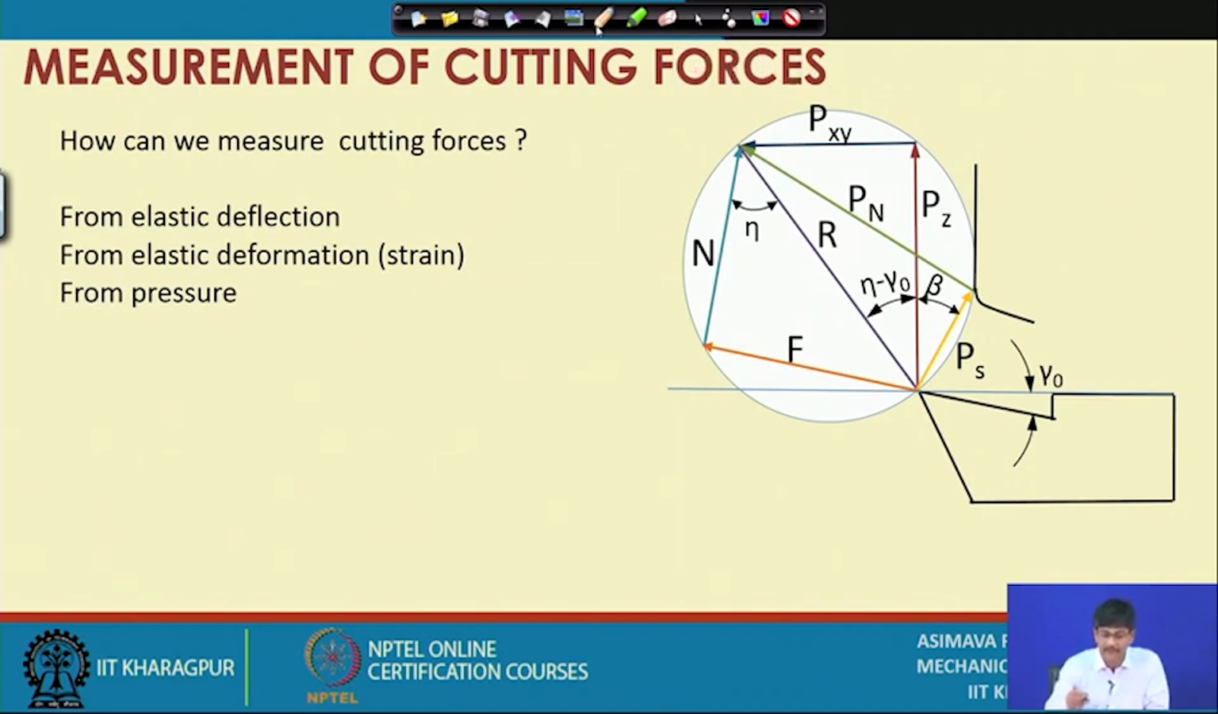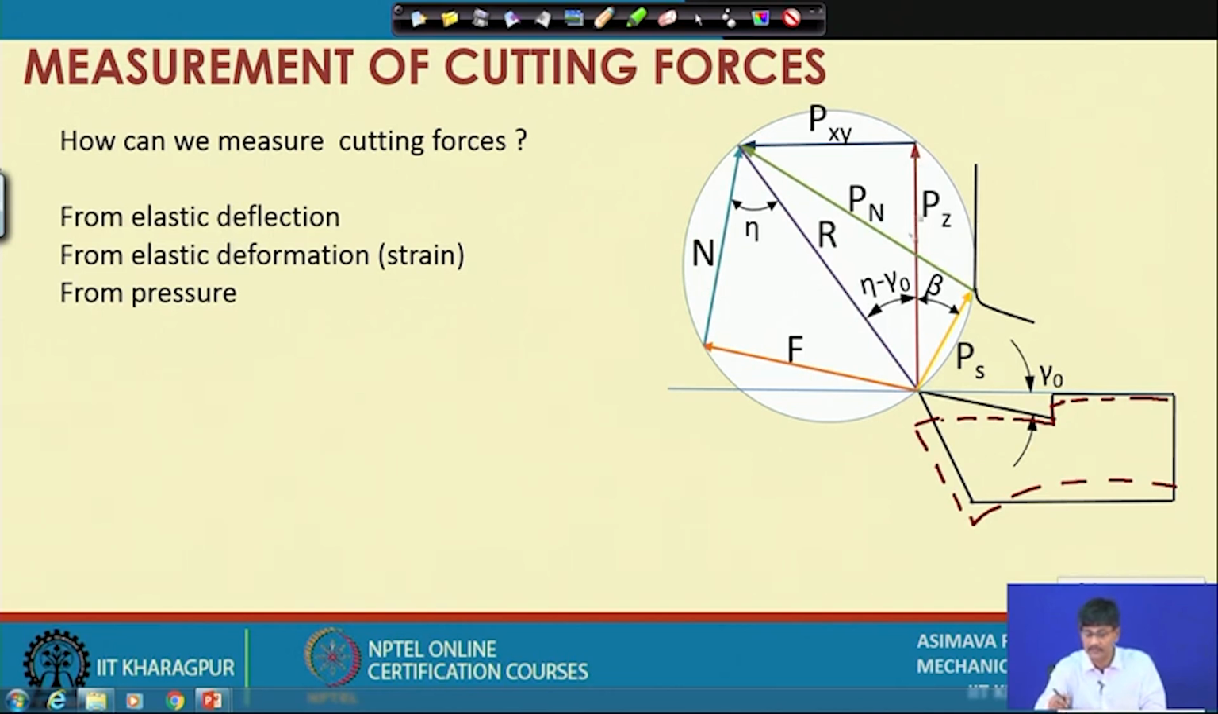if under the action of cutting forces this tool deflects, why should it deflect? Because the force is in the other direction. This force, mind you, is on the chip. The cutting tool experiences this force, because of which this is the force on the cutting tool. Okay? It deflects like a cantilever beam.